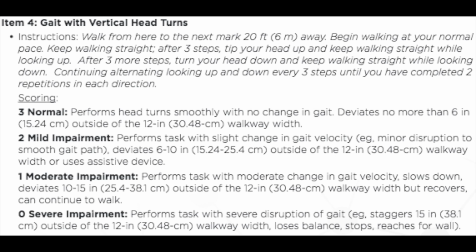A 1 is given if they perform the task with moderate change in gait velocity, slow down, or deviate 10 to 15 inches outside the walkway, but recovers and can continue to walk. A 0 is if they perform the task with severe disruption of gait outside the walkway width, lose balance, and reaches for the wall.